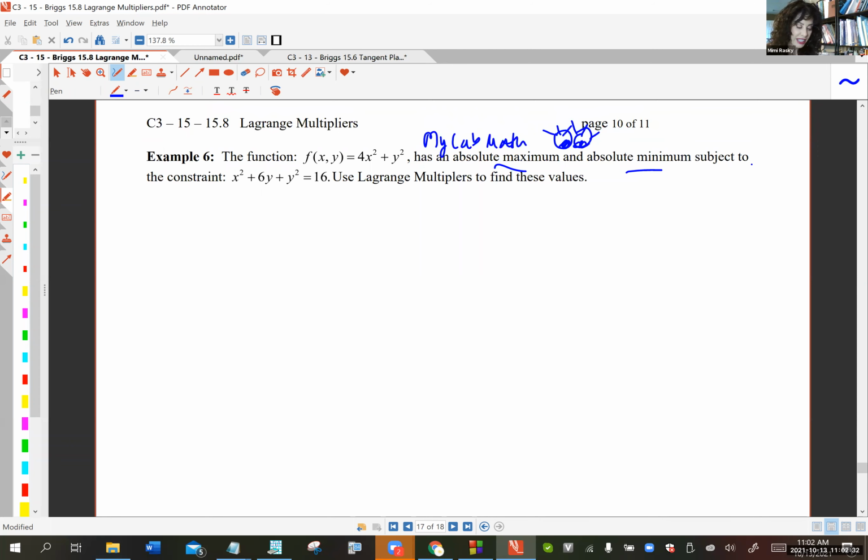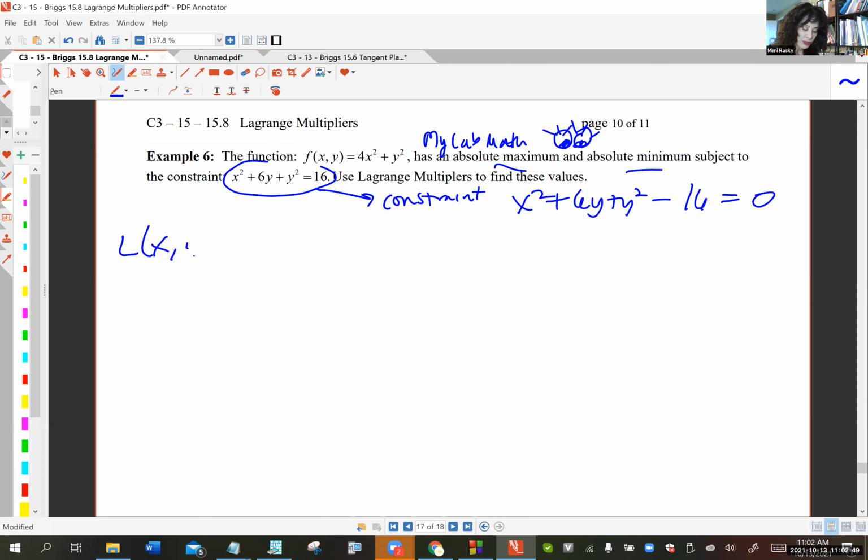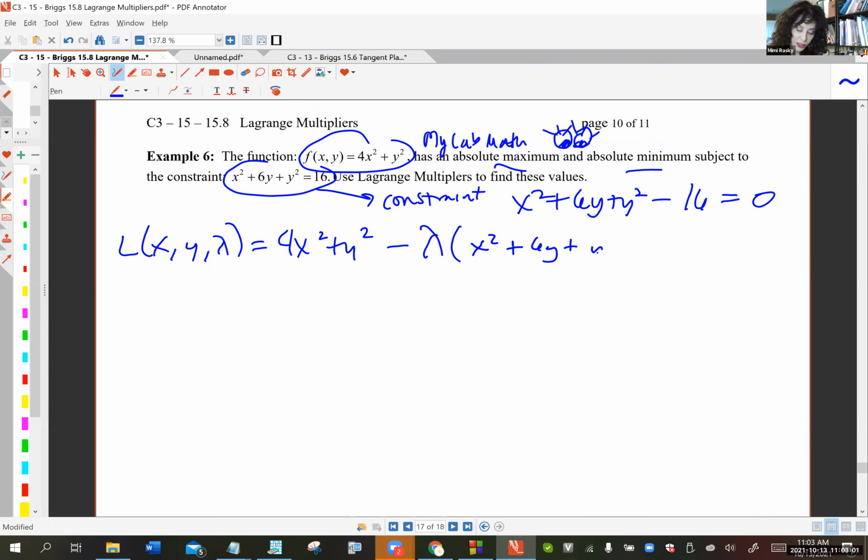Okay, first up, let's get the Lagrangian. We're going to use Lagrange multipliers. This right here is your constraint, and you always want to write your constraint where everything is on one side and 0 on the other, and that's easy because I'm just going to subtract 16. Okay. So now my Lagrangian, which is a function of 3 variables, because I just have a function of 2 variables for my f(x,y), and then minus my lambda, that's my Lagrange multiplier, and parentheses, I put my constraint in there.